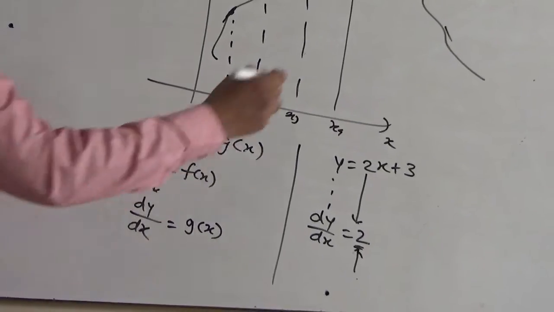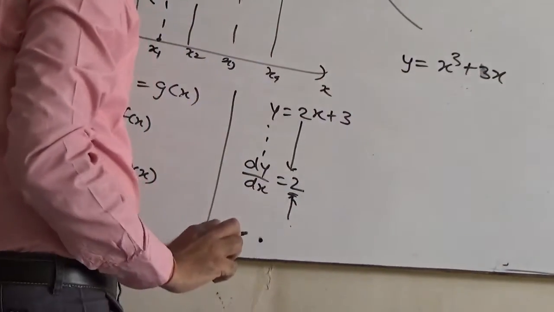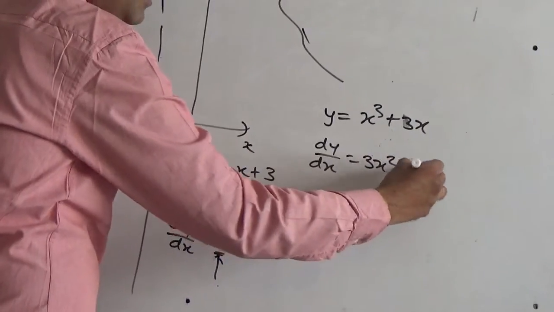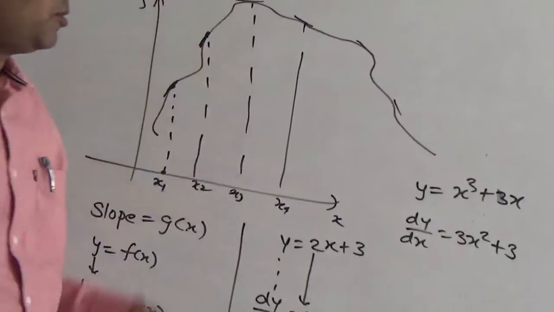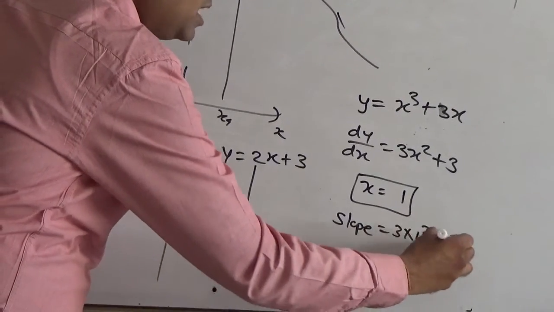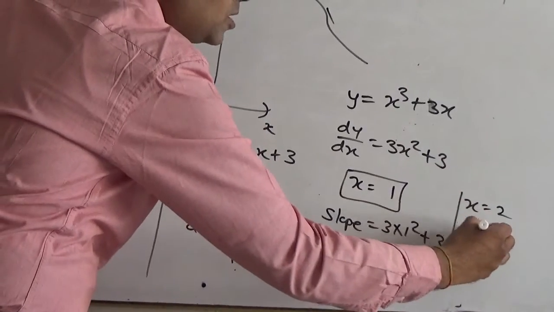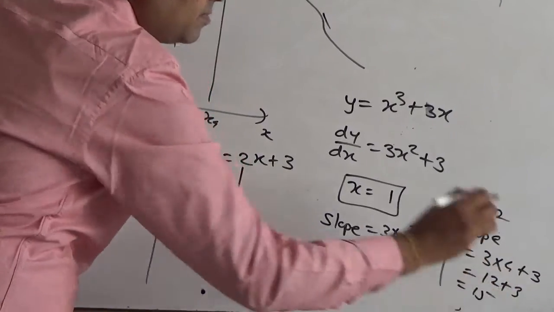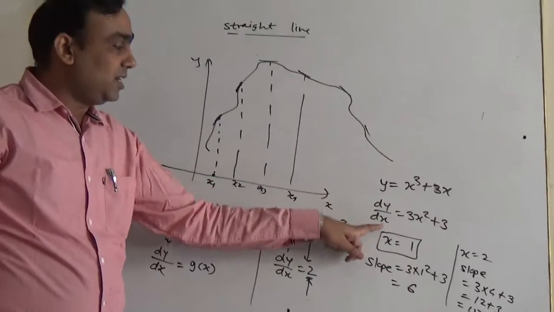Look at this. Suppose I have y is equal to x cube plus 3x. Suppose this is the equation of function. So dy by dx in this case is 3x square plus 3. Looking at this expression, what can you say about it? If you change the x, slope will change. For example, if x is equal to 1, what will be the slope? Slope will be 3 into 1 square plus 3. So it is 6. If x is equal to 2, you will get slope is equal to 3 into 4 plus 3. That is 12 plus 3. That is 15. So slope is not constant. Slope itself is a function of x. And this is actually a derivative of this function.